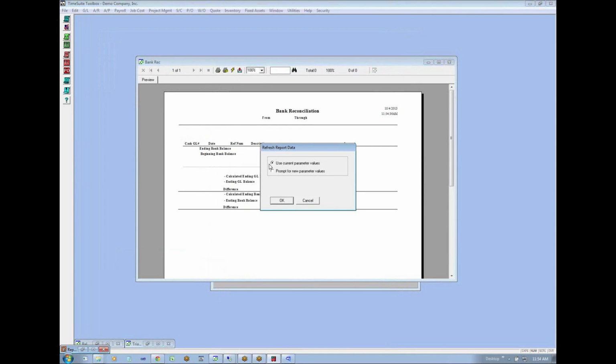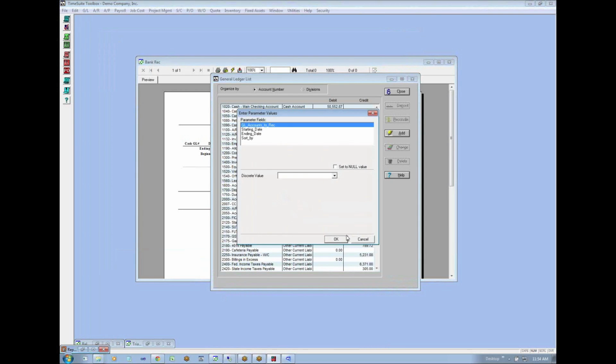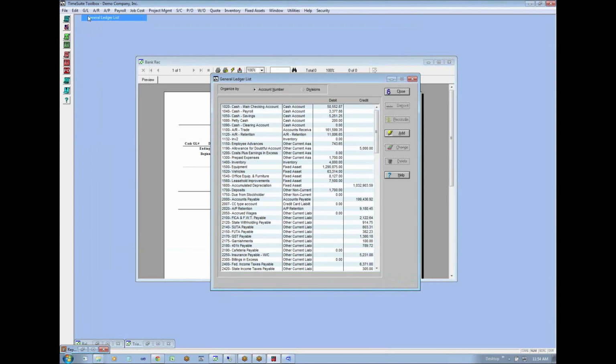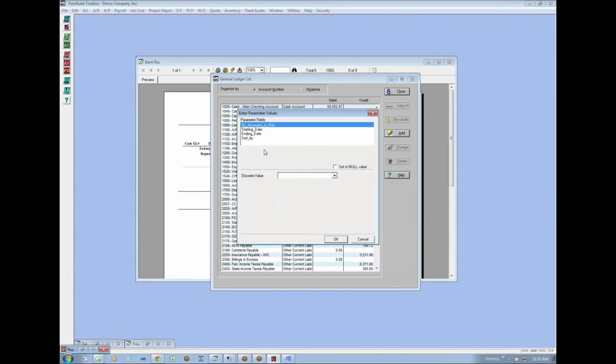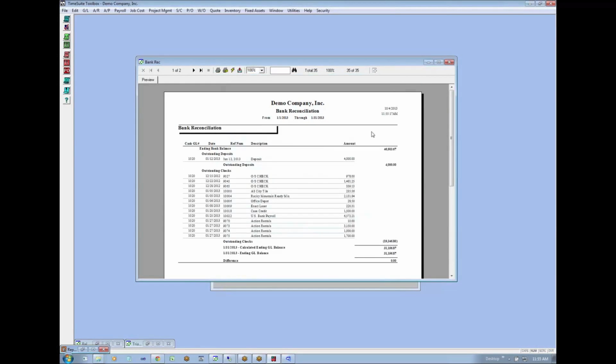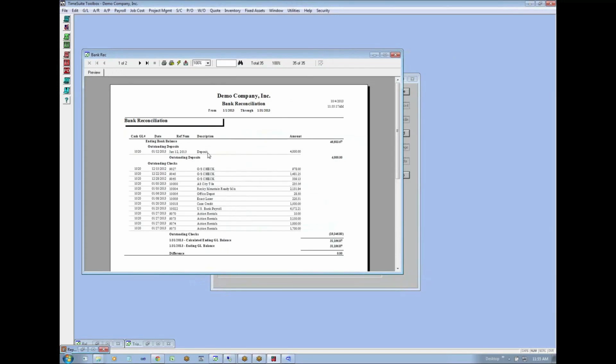It ended up coming in the background. I didn't put my GL account to rec in there. That's what happened. So you have to key the parameters in manually if you do this bank rec. And for some reason it's not jumping in front. So anyway, it's basically the same thing.